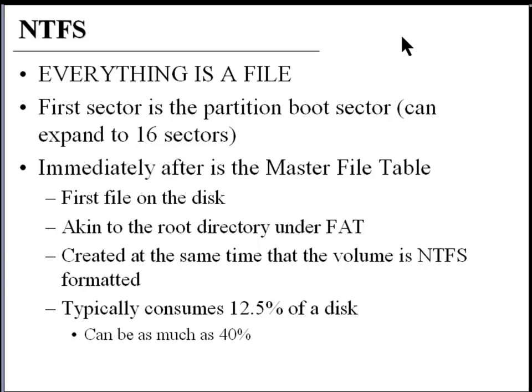Under NTFS, the first section is the partition boot sector, and it can expand up to 16 sectors. And then immediately after that is the master file table. The master file table is roughly analogous to the root directory under the FAT file system. The MFT, as it's typically called, will be the first file that you will see on the disk. And as I said before, it's akin to the root directory under FAT. It's created at the same exact time that the volume is NTFS formatted, and it typically consumes about 12.5% of a disk. However, if you have lots of small files, it can be as much as 40% of your disk.